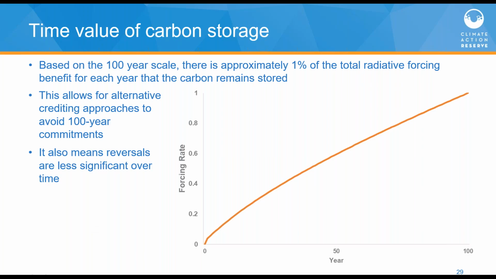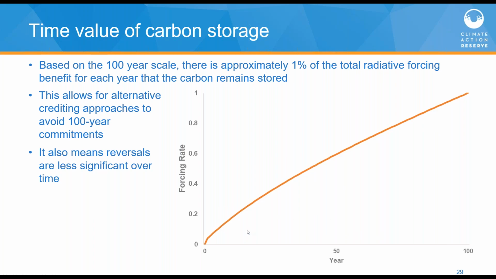Now I'm going to make it more complicated. There's also a time value over that 100-year period. The graph you're seeing here has 100 years along the x-axis and the radiative forcing along the y-axis. We get to 1, which is the radiative forcing of carbon dioxide over 100 years. Based on this 100-year scale, this is almost a straight line. Approximately 1% of that total radiative forcing benefit occurs each year that the carbon is stored.